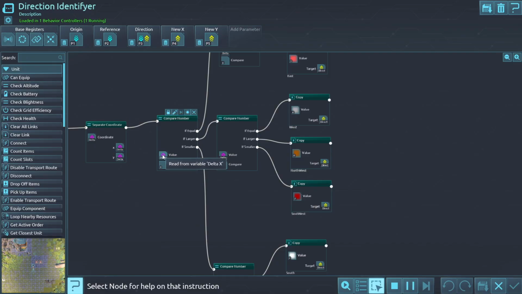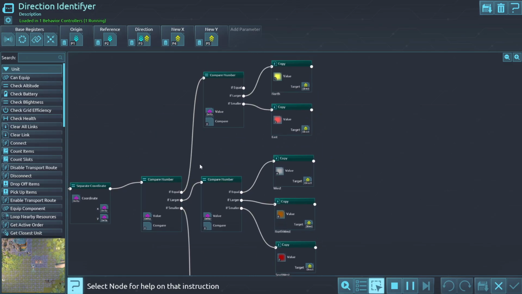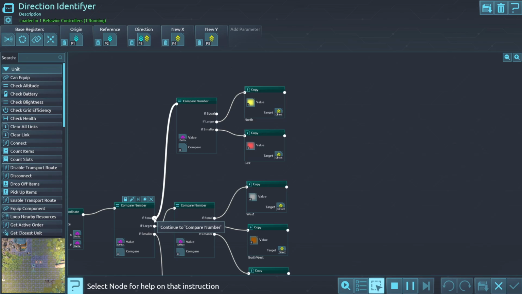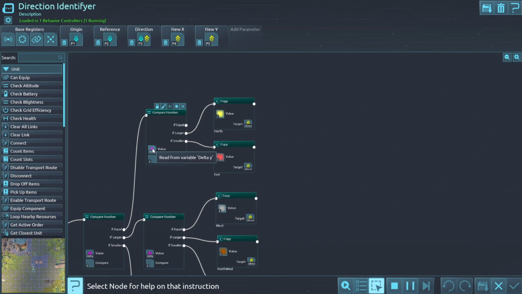So if delta x, right? If the change in the x value is equal to 0, then that means we haven't gone left or right at all. And if we haven't gone left or right at all, that means we've only gone up or down, which means we're only doing north and south. So if we look at the x is equal to 0, you'll see that we only have the change in y, right? Delta y. We're only looking at if larger or smaller.